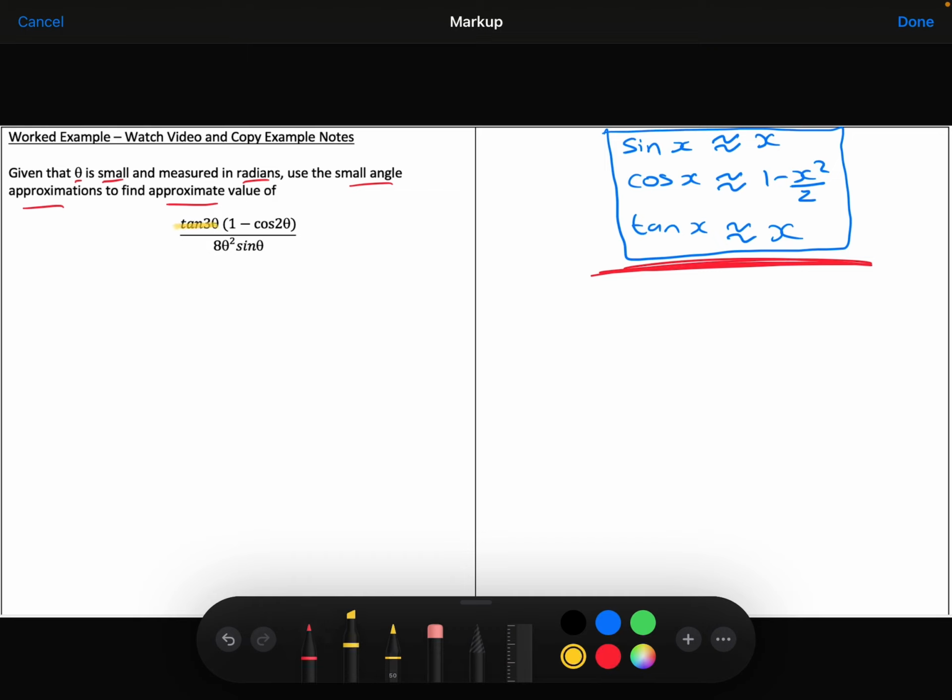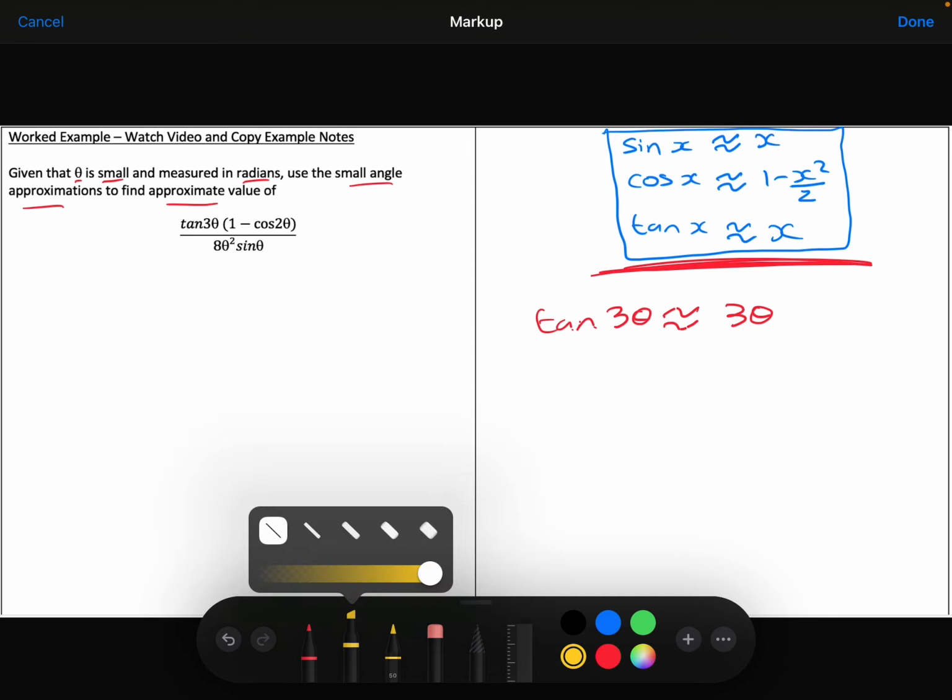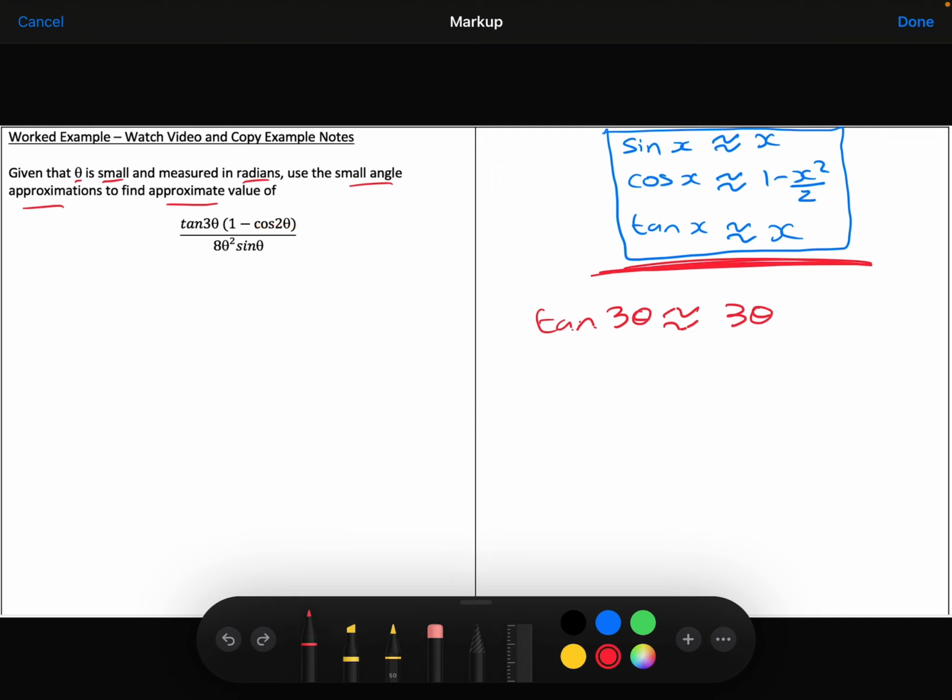So tan 3 theta, that can be approximated just to be 3 theta. Next, the cos 2 theta. Cos 2 theta can be approximated to be 1 minus the 2 theta squared divided by 2. Really important that that 2 is inside that square function. The most common mistake I see is where people don't square the 2.